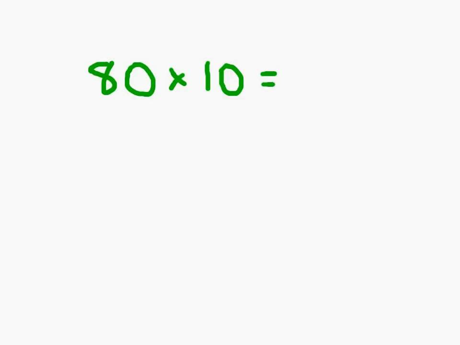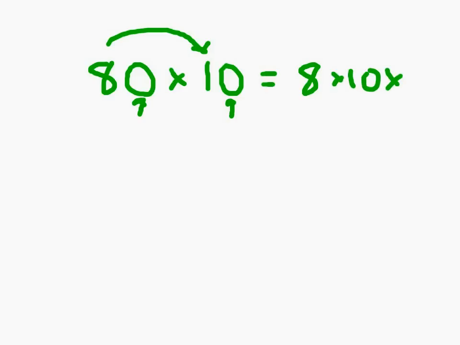80 times 10, what we do is we write 8 times 1 first, and our answer to 8 times 1 first is an 8. And then since we were talking about tens times 10, that's 2 more zeros. 8 times 10 times 10, which is 80, times 10 more is 800.